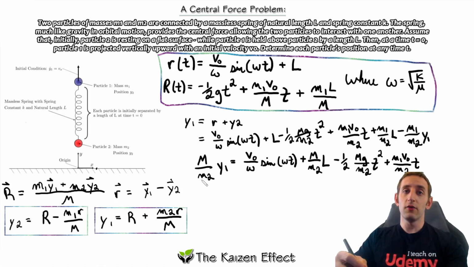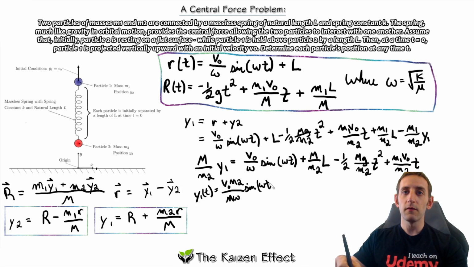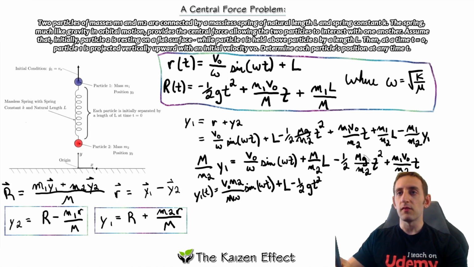Now all we need to do is multiply by little m2 over big M, and we get our final expression. So y1 of t is equal to v0 m2 over big M omega times sine omega t, plus L, minus 1/2 g t squared. Basically, these guys cancel out. Plus m1 v0 over big M times t. Bam! That's a beautiful result.